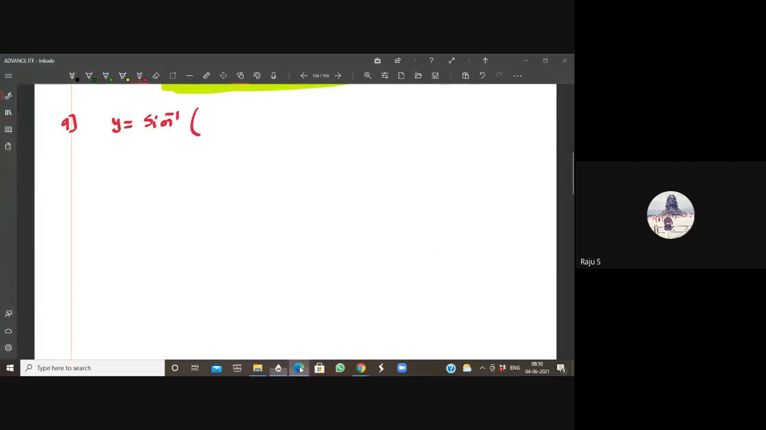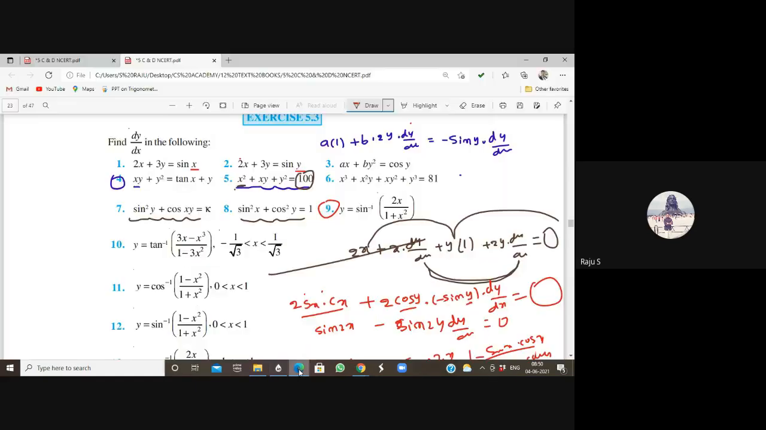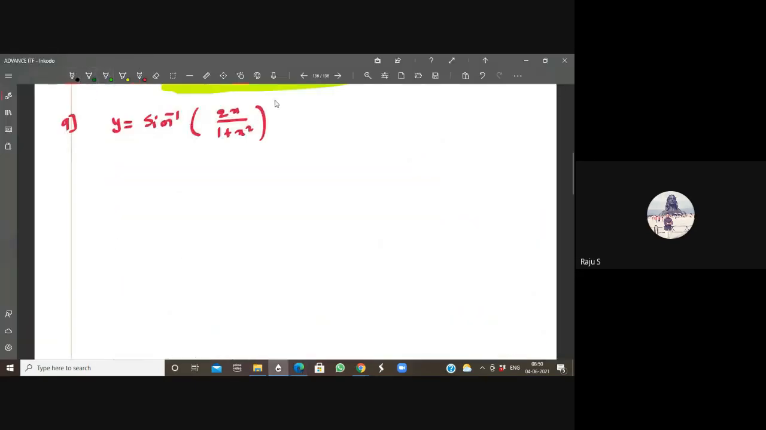In the OBT part also, these are important: the derivatives of inverse trigonometric functions. Right? Let us take this as equation 1. Method 1 is the substitution method. Okay, students, method 1. So what is method 1?